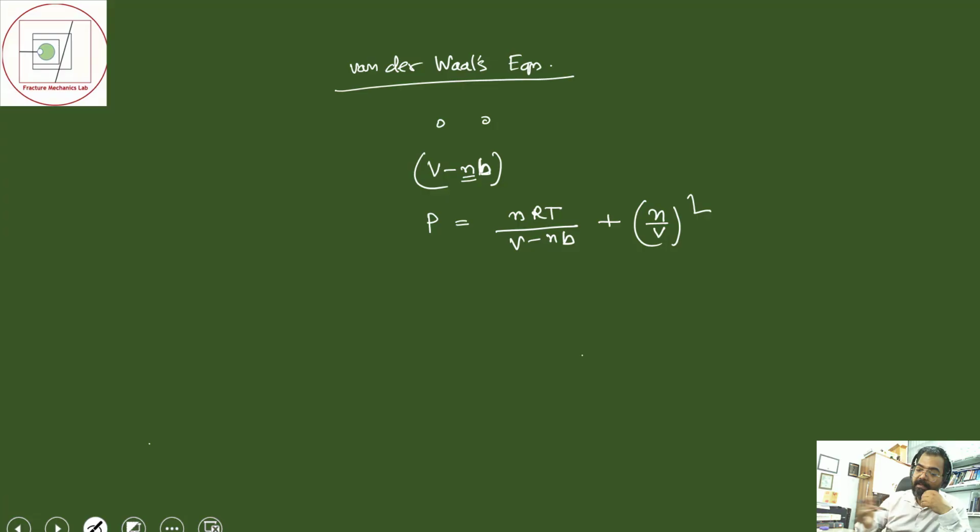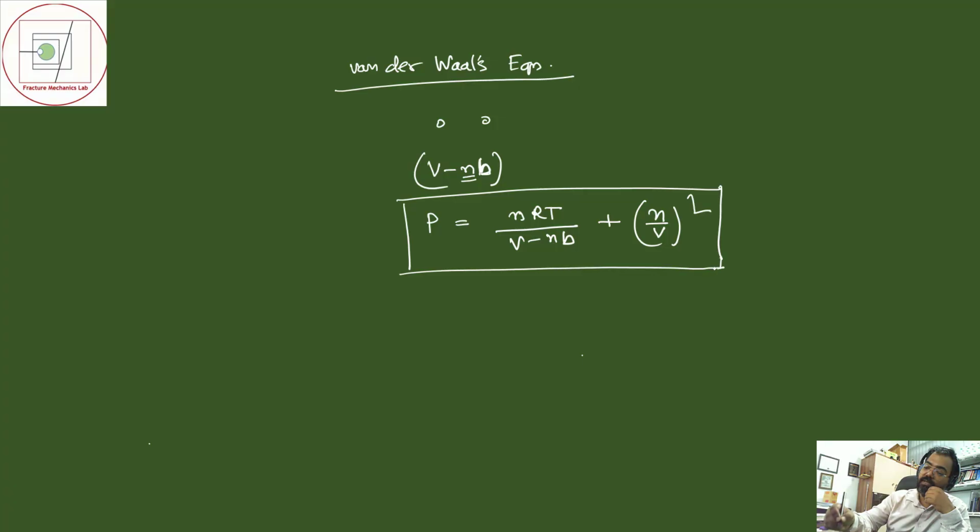So this is the van der Waals equation of state for gases, where the interaction between two gaseous atoms is considered. It is also not a real case, but it is a little bit better than the ideal gas equation. And here B is greater than 0.